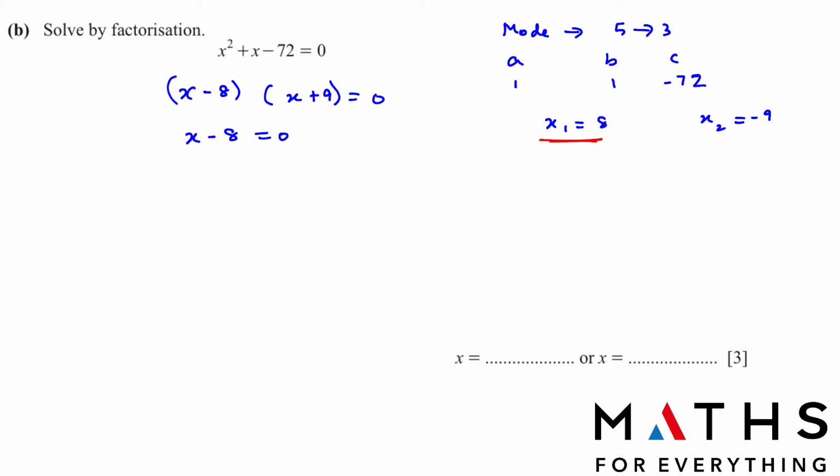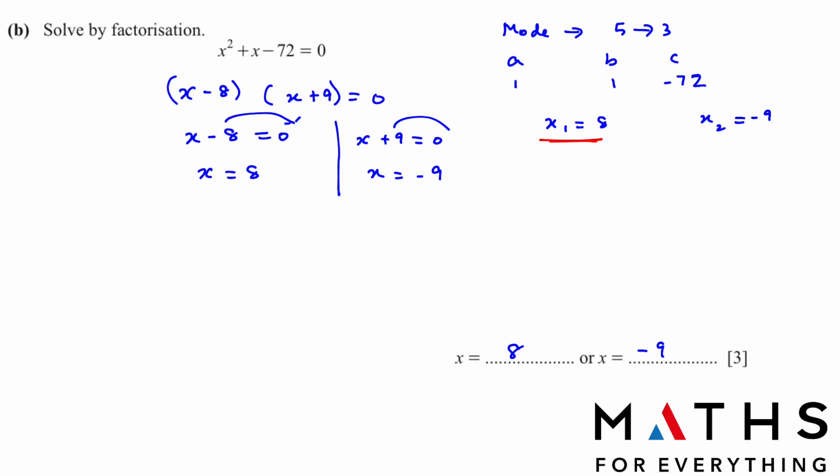x minus 8, make it equal to 0. x plus 9, make it equal to 0. When you shift it to the other side, you will get 8, and then plus 9 will be -9. So x is 8 and -9. You will get your full 3 marks.